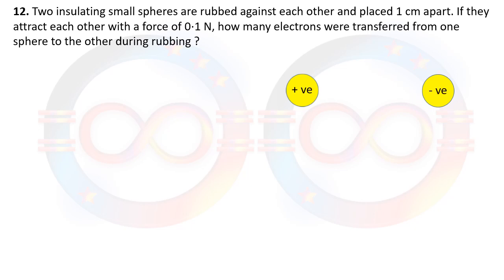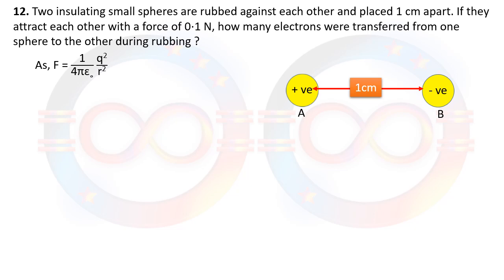We know that if they are rubbed, the charge on both will be equal in magnitude but opposite in nature, because the number of electrons coming out from one will be gained by the other one. So if A has a positive charge, the same amount of charge would appear on B but negative. Now the force between these two is given as 0.1 Newton. We have to calculate how many electrons are transferred from one to the other.